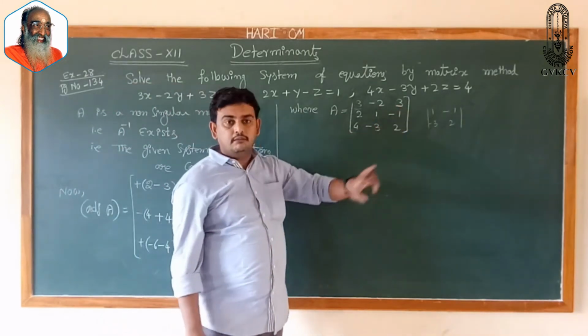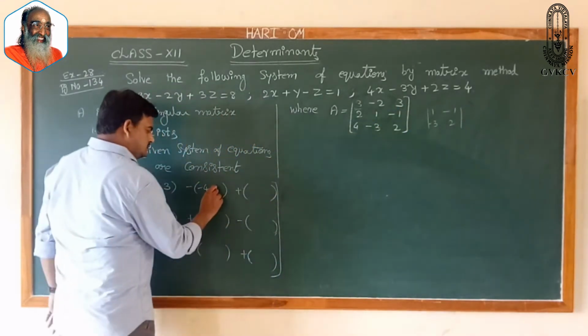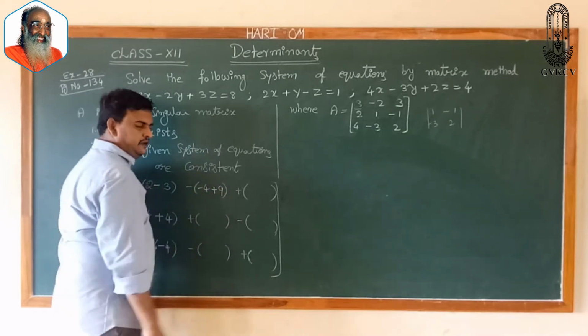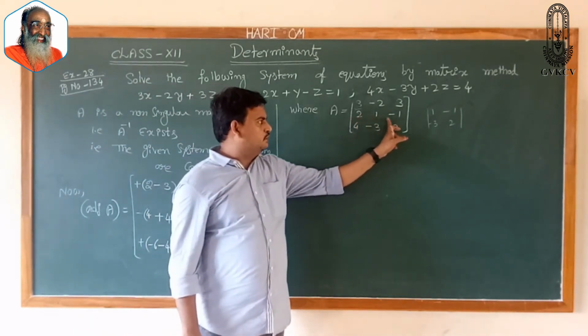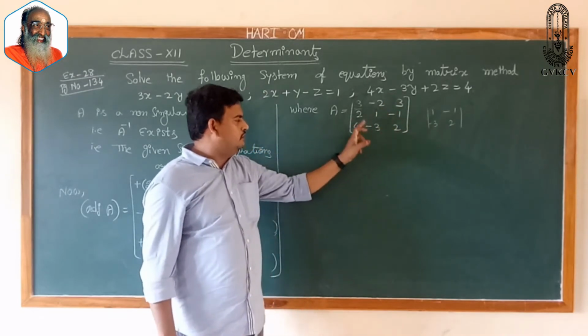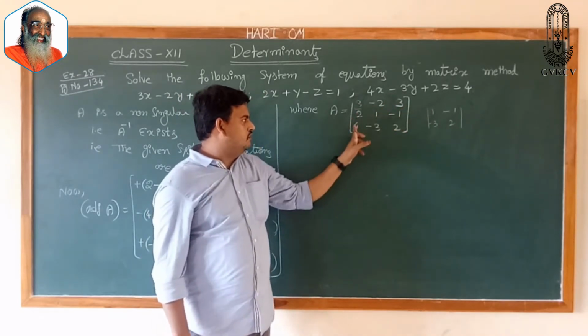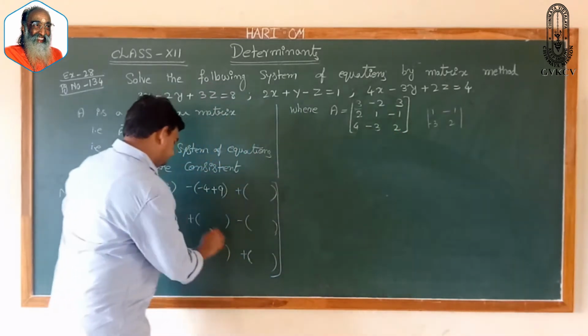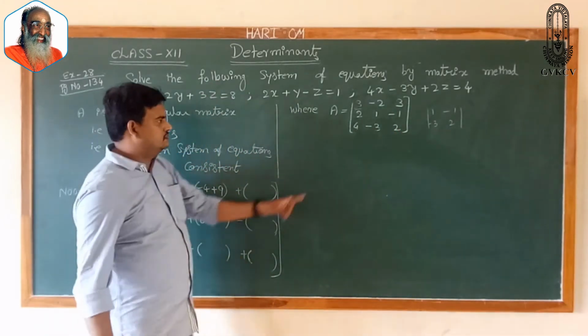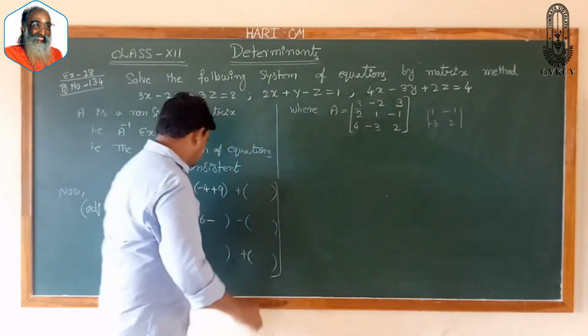Minus 3 into 3, minus 9. So minus of minus plus 9. Now when we talk about 1, leaving the corresponding row and corresponding column, we have 3, 3, 4, 2. 3 2s are 6. Minus 4 3s are 12.